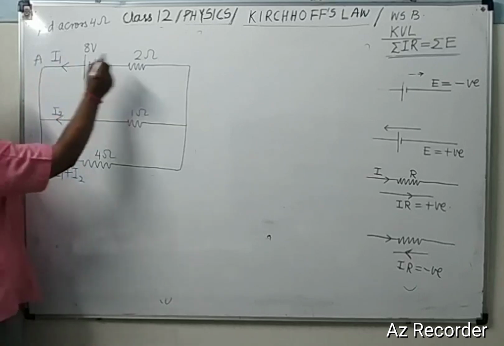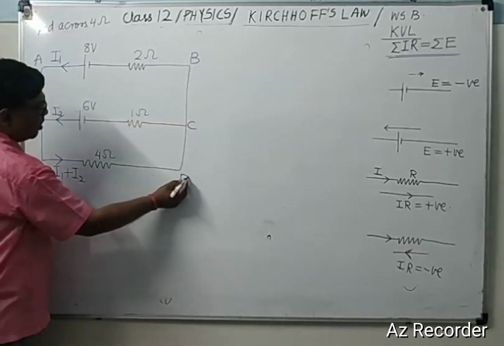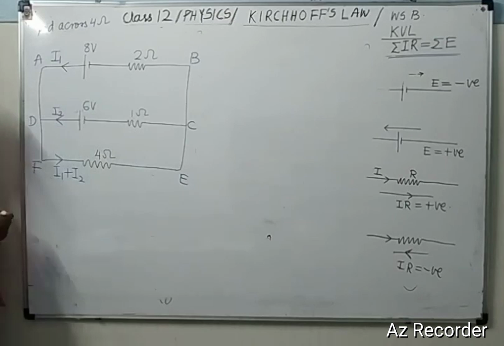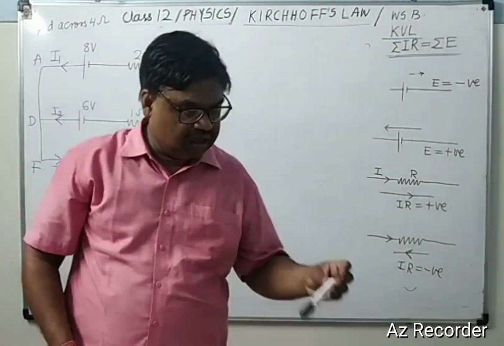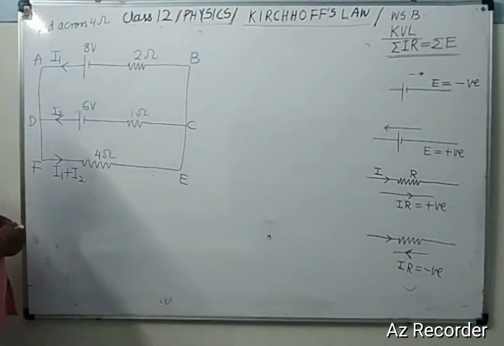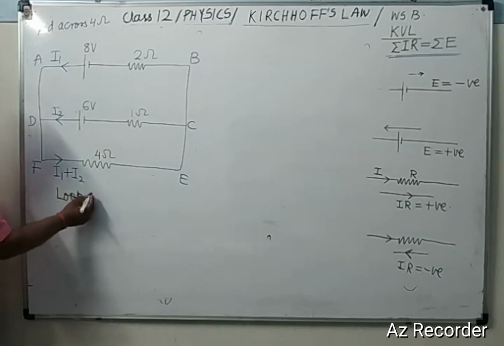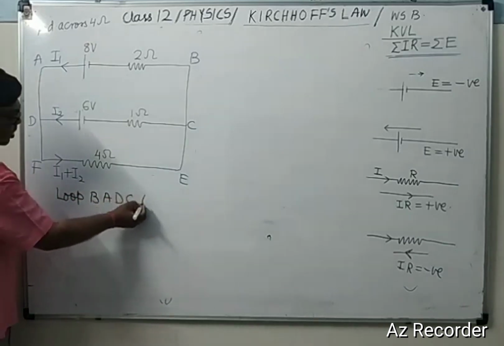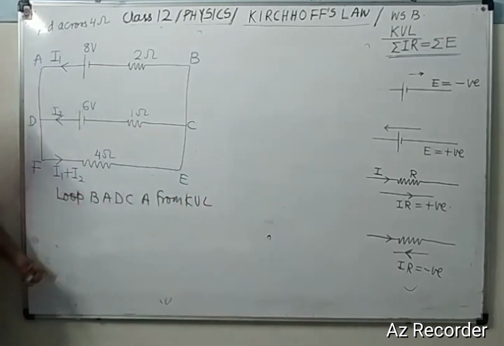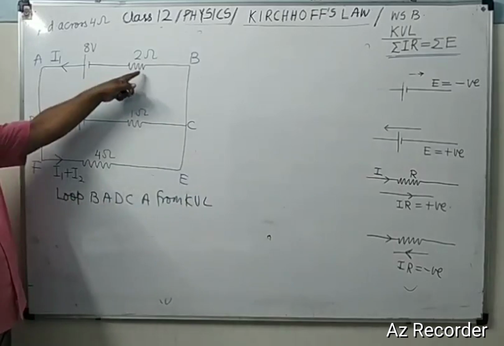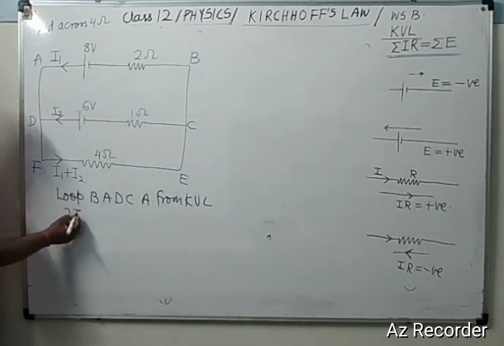It's clear? Here you have taken this loop A, B, C, D, E, F. Now you apply Kirchhoff's voltage law. So see here, first you take this loop B, A, D, C, A from Kirchhoff's voltage law. When you apply here, you are moving in the direction of current. What is current? Here I1, therefore here also I1. So it will be 2I1. It's clear?